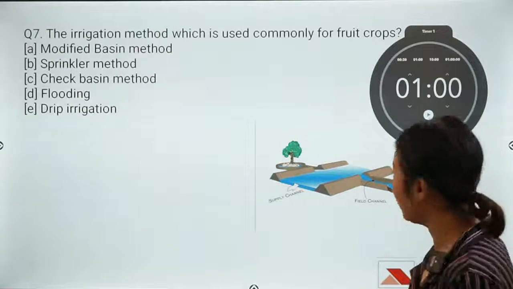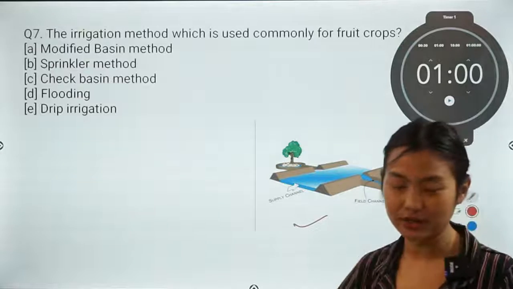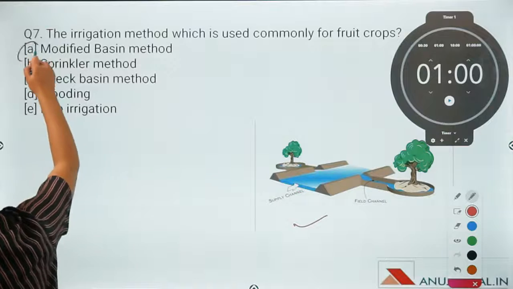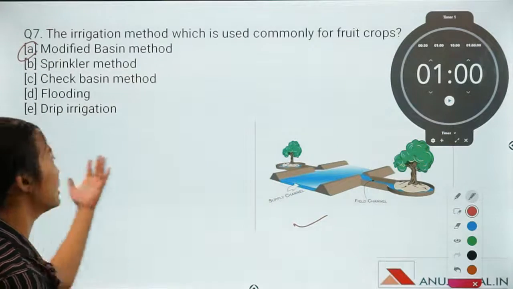All right. So here I think the picture says it all. It's like a ring check basin, right? So the right answer for this is actually a modified basin, which can be known as a ring basin. It's actually a modified form of the basin method.